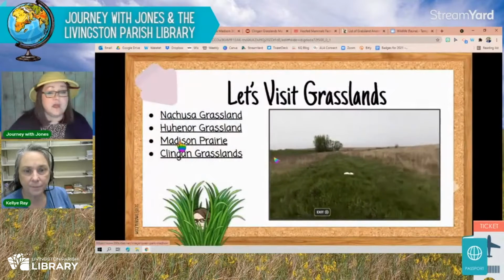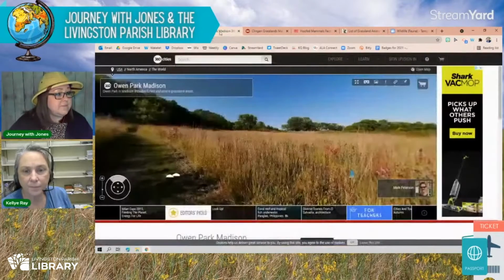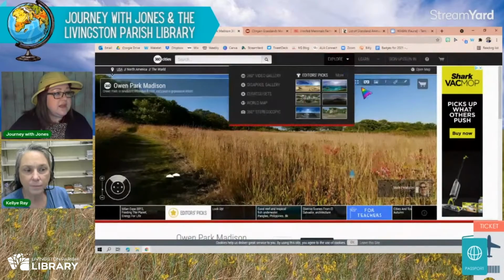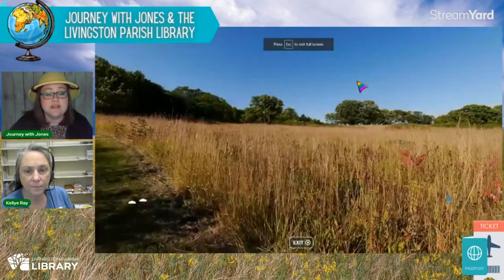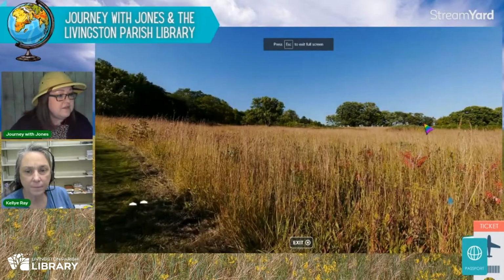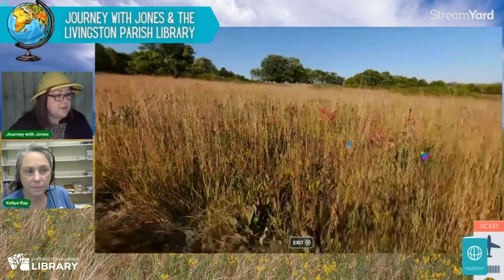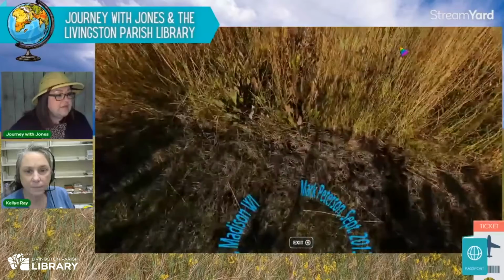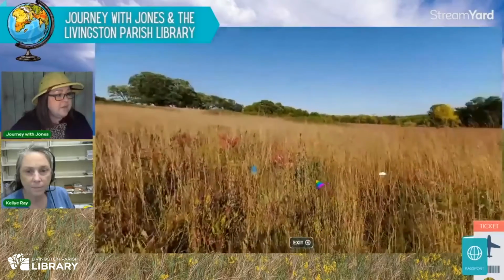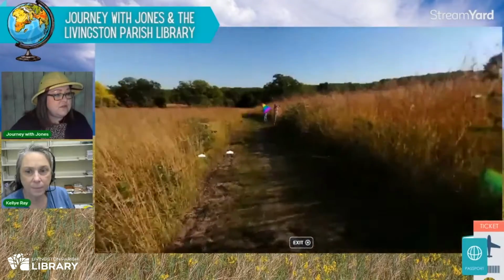So now we're going to look at a prairie in Madison. So this is a prairie. And again, we're using that 360cities.net website. This is a prairie in Madison, Wisconsin. You can see the very tall grass. And see, it does have some trees.